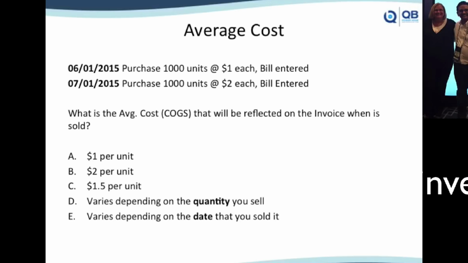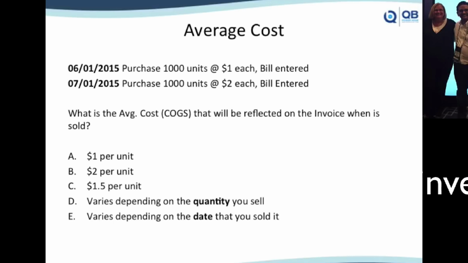Okay, and just in your chat, put the answer in there. And I'll tell you, most people are answering so far, they're answering C, 1.5 per unit. And the right answer actually is E. Average cost is actually 100% dependent on the date that I sold it. And then subsequent to that, also D, because it's also dependent on the date that I sold it and the quantity that I sold. Average cost is very much date driven.